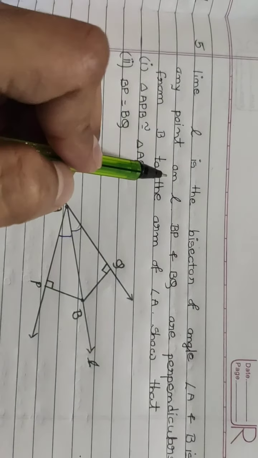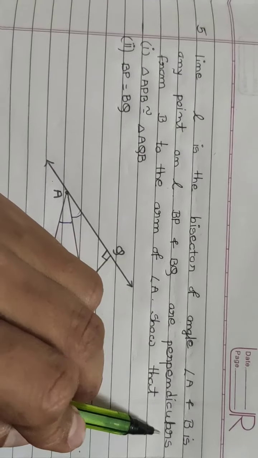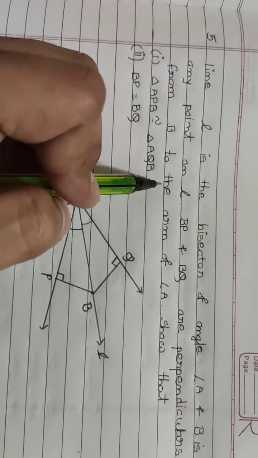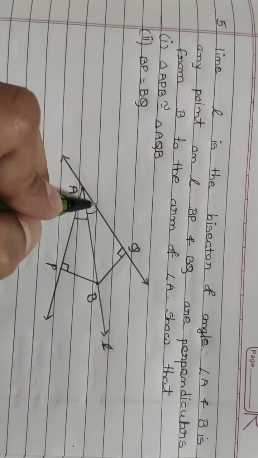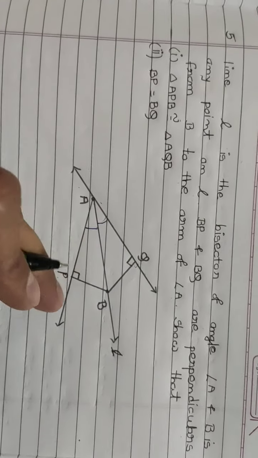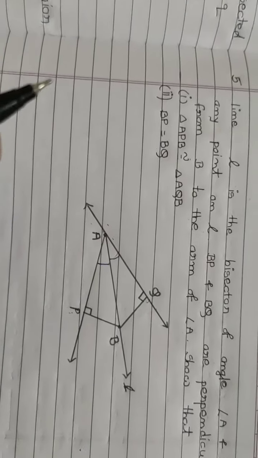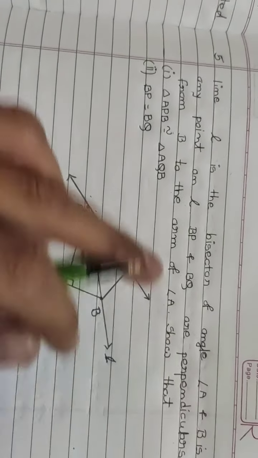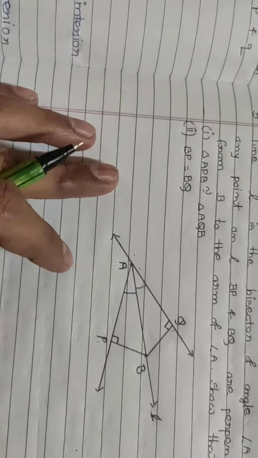And B is any point on L. BP and BQ are perpendicular arms from B to the arms of A. That means BP and BQ are perpendicular to these two arms, so they are perpendicular to AP and AQ. We have to show that triangles APB and AQB are congruent and BP is equal to BQ.